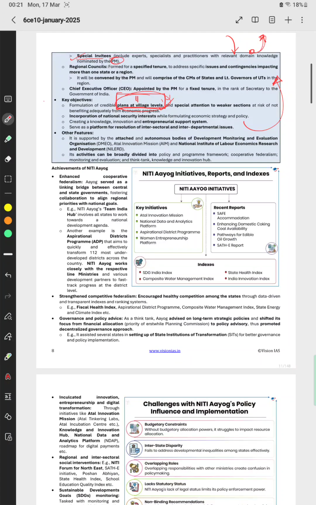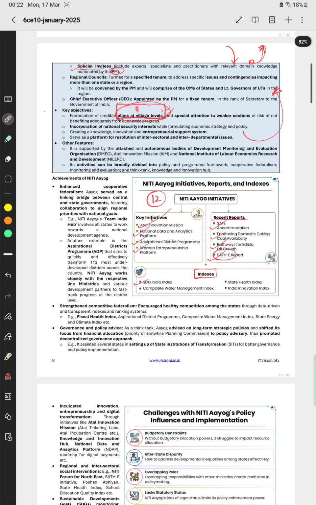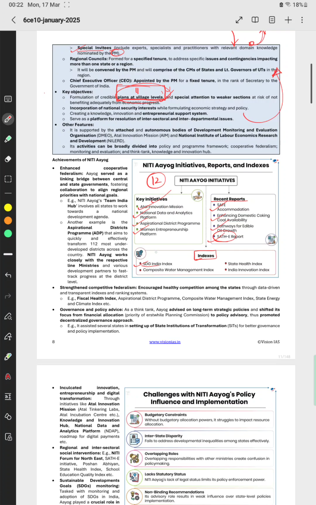So there are a few initiatives. This is the 12th point. The initiatives are Atal Innovation Mission, National Data and Analytics Platform, Aspirational District Program, Women Entrepreneurs Platform. The recent reports include SAFE, enhancing domestic cooking coal availability, pathways for edible oil growth, and the SatE report. Coming to the indexes of Niti Aayog, SDG is the main mandate, and another one is cooperative federalism. It also releases the Composite Water Management Index, the State Health Index, and the Innovation Index.